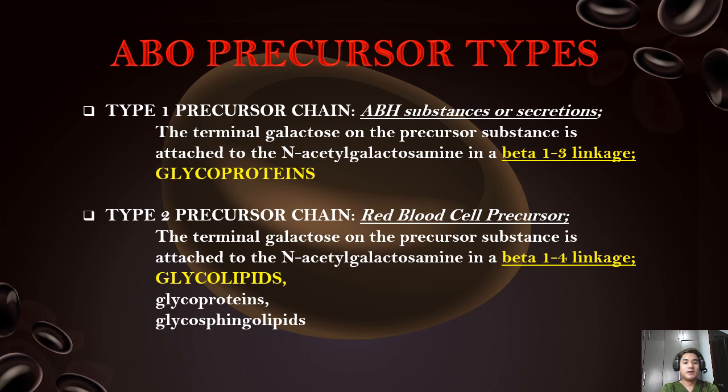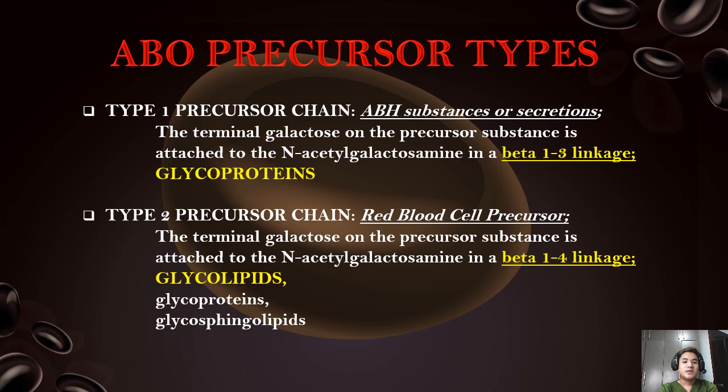So as you can see here, your type 1 chain refers to a beta 1,3 linkage wherein the number 1 carbon of the galactose is attached to the number 3 carbon of the N-acetylglucosamine of the glycan, or your precursor substance, while your type 2 chain refers to a beta 1,4 linkage in which the number 1 carbon of the galactose is attached to the number 4 carbon of the N-acetylglucosamine sugar molecule on the paragloboside, or your precursor substance.